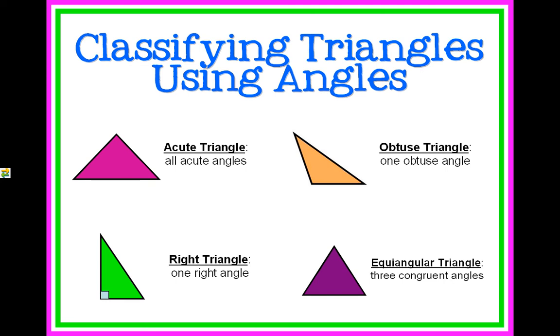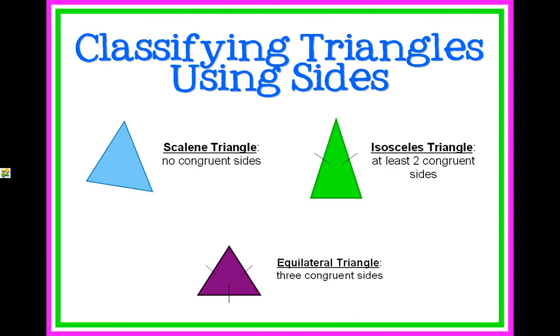Classifying triangles using angles. If the triangle has all acute angles, every single angle is acute, meaning it is less than 90 degrees, it's going to be considered an acute triangle. If it has at least one obtuse angle, then it is an obtuse triangle. An obtuse angle, remember, is an angle that is greater than 90 and less than 180 degrees. A right triangle will have one right angle, just one, that is 90 degrees, and an equiangular triangle has three congruent angles, angles that are all the same size.